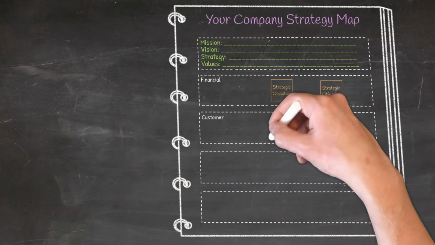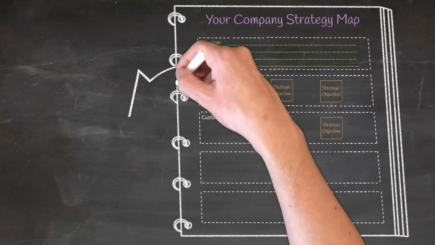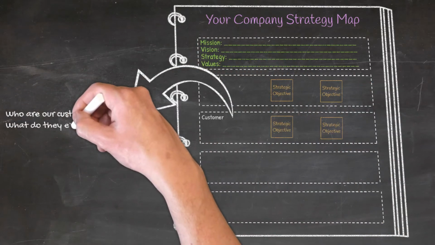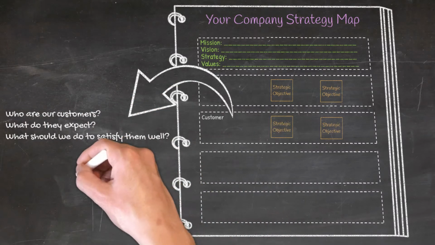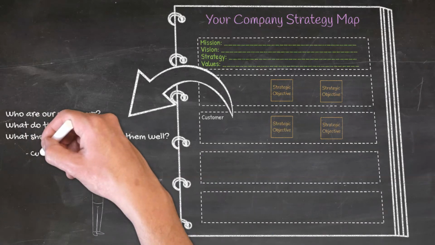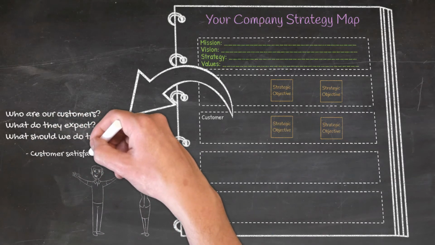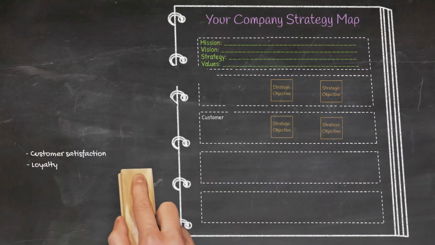The next perspective groups the strategic objectives related to the customers. The objectives in this perspective take into consideration who the clients of the business are, what they expect, and what is necessary to do to satisfy them well, and then support the achievement of the financial objectives. In this perspective, it is common to see objectives directly related to the customer's satisfaction, loyalty, and others.